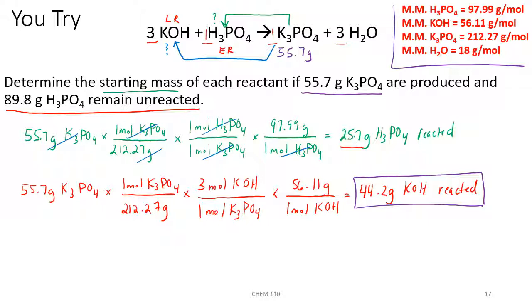But for our phosphoric acid, we know how much remained at the end, 89.8 grams. And if we add the amount that reacted that we calculated, 25.7 grams, that'll give us our amount that we started with, which should be about 115.5 grams of the phosphoric acid initially.